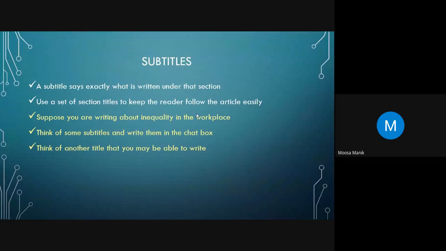Now, I think I have given you the example there. Think of some subtitles, write them in the chat box. Think of another title that you may be able to write. Now, this is where your work becomes important. I have taken inequality. So can you think of another title, another thing that you may want to write? And then we will discuss it for a little while.